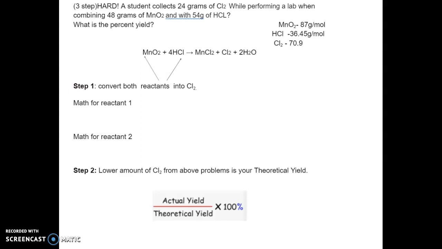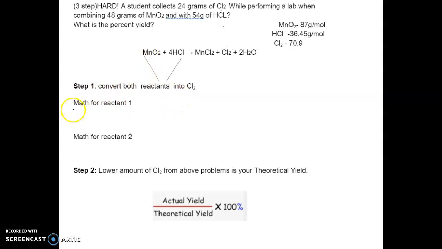Okay, this is the hardest one there is because it's saying if we collect 24 grams in total of this product, while performing labs and combining this amount of grams of MnO2 and 54 grams of HCl, what is the percent yield? Well, first we have to find theoretical yield, and we can't find theoretical yield unless we find the limiting reactant. So step one is we got to convert both into Cl2.